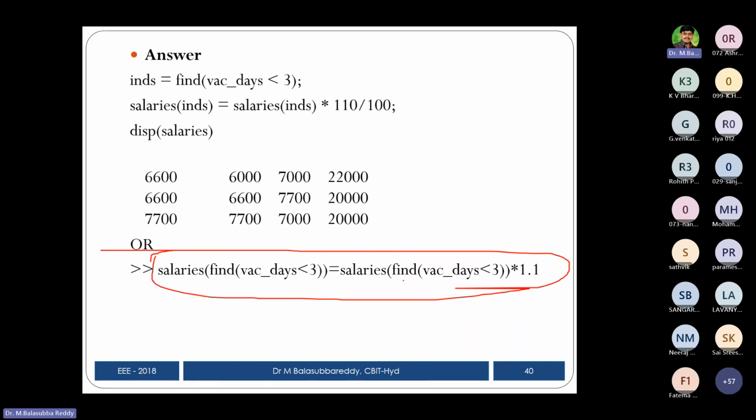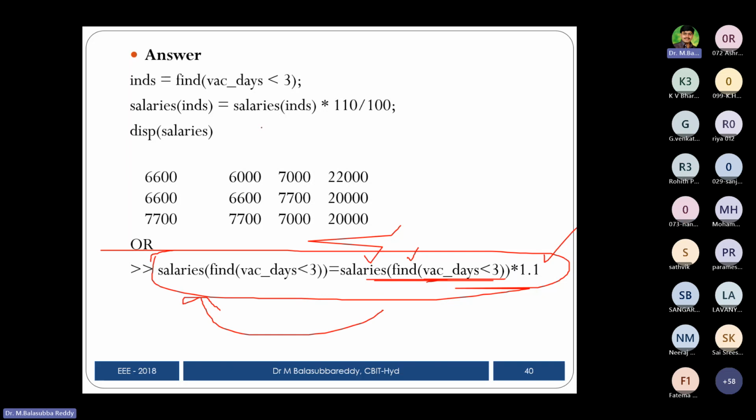You can see, first vacation days, we need not greater than, less than, they asked me less than 3, only they have to get the bonus. That's why vacation days is a matrix, less than 3, find. What will find give? Positions. Positions in the salaries we need to update. That's why salary matrix. Salaries, bracket start, find vacation days less than 3. For them, we have to give the 10% bonus. So existing is 100, whatever existing salary multiplied with 10%, in the sense 1.1. So for them, the salary is going to be updated. This single statement is sufficient.